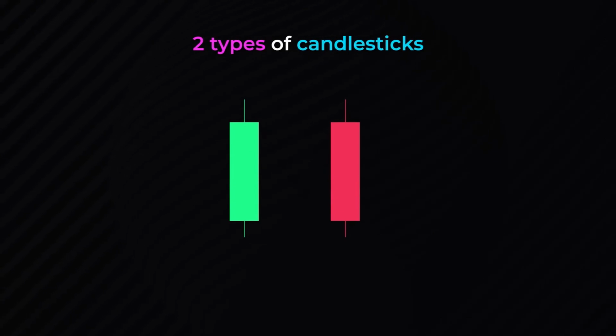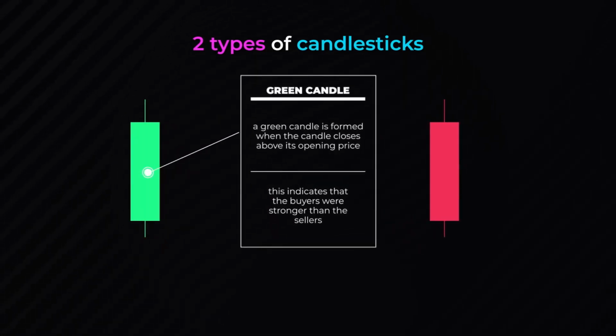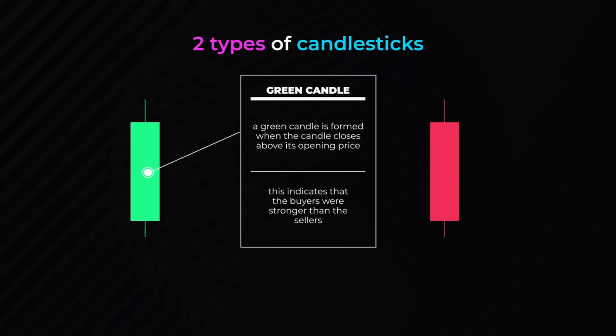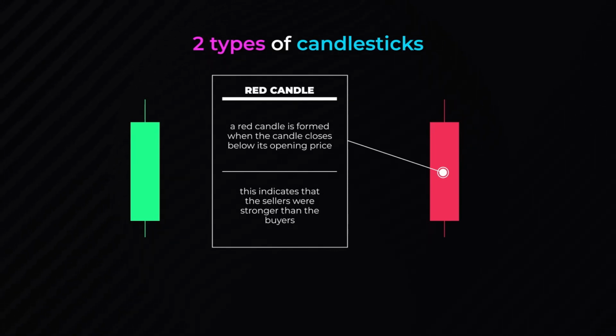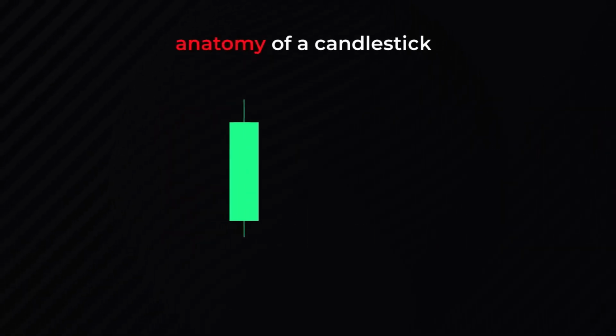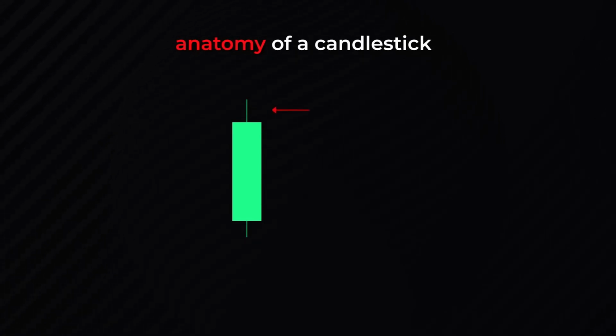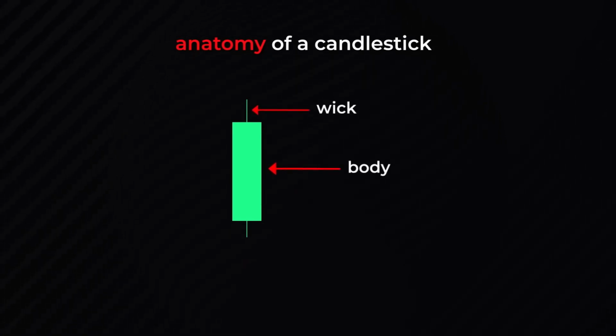There are 2 types of candlesticks, green candles and red candles. A green candlestick forms when the candle closes above its opening price, showing that buyers were stronger than sellers. Similarly, a red candlestick forms when the closing price is below the opening price, showing that sellers were stronger than buyers. A single candlestick consists of 2 parts, the wick, also called the shadows, and the body.